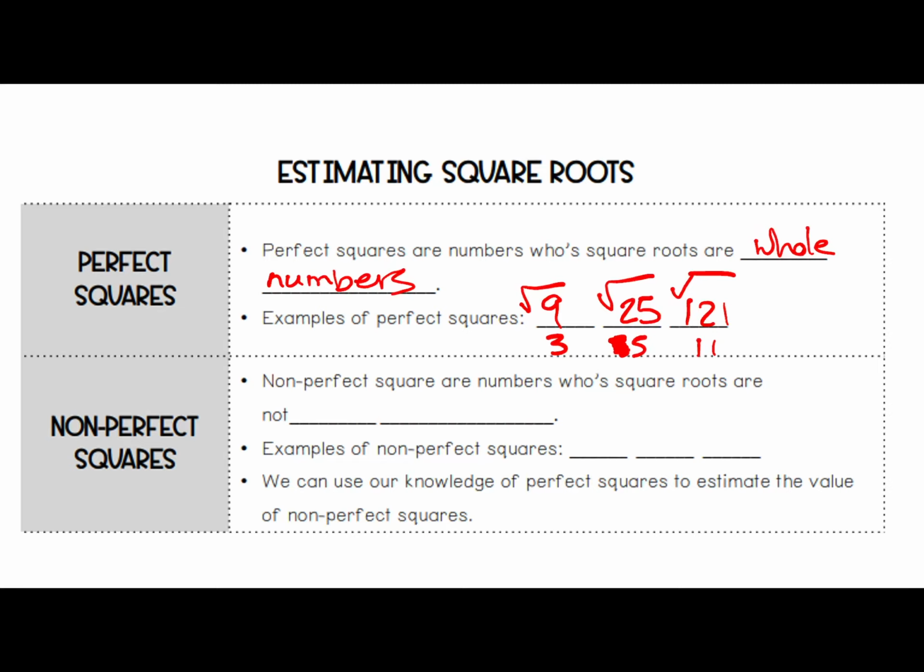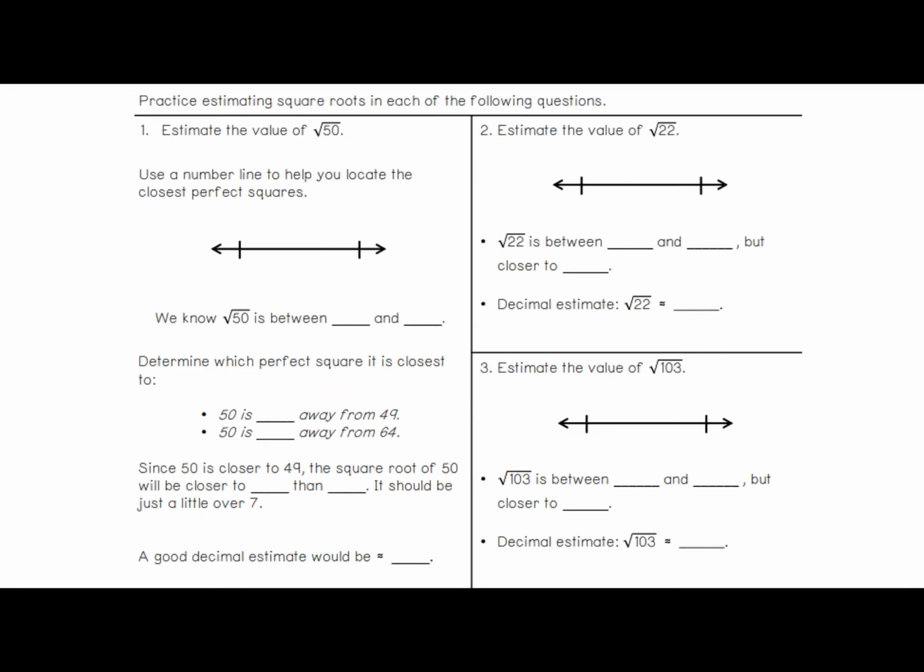Non-perfect squares have square roots that are not whole numbers. Examples of this would be the square root of 10, the square root of 24, and the square root of 99. We can use our knowledge of perfect squares to estimate the value of a non-perfect square.